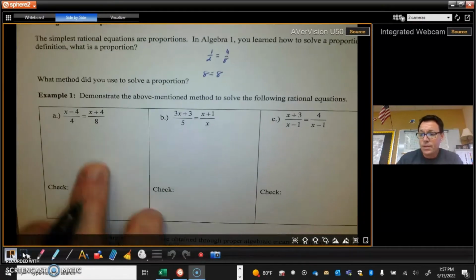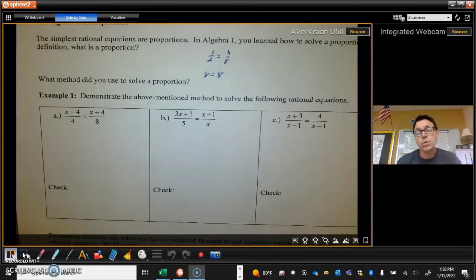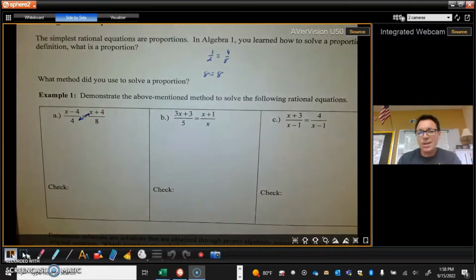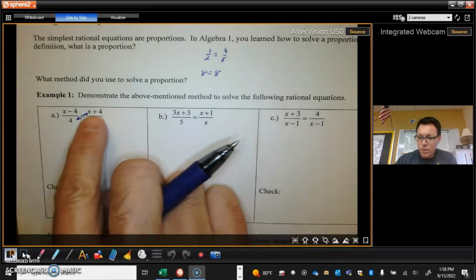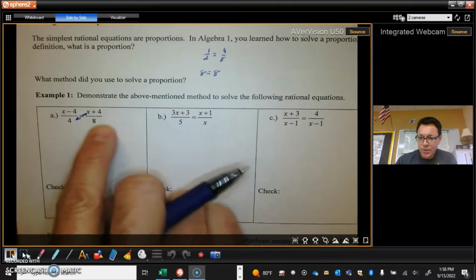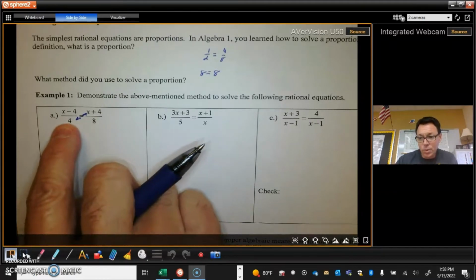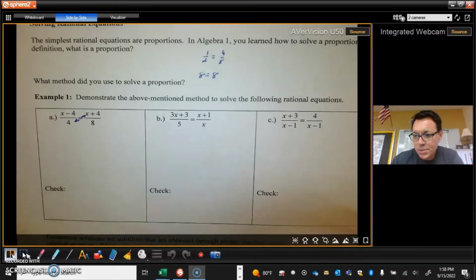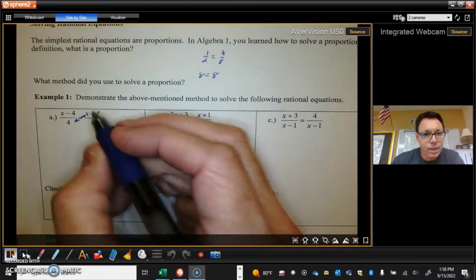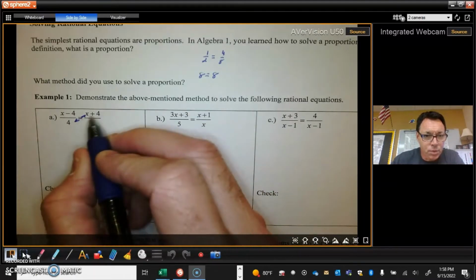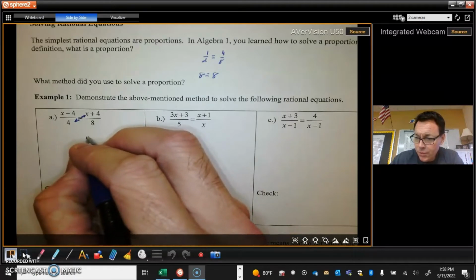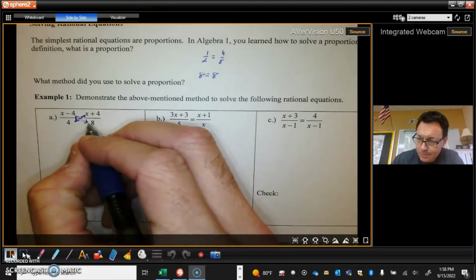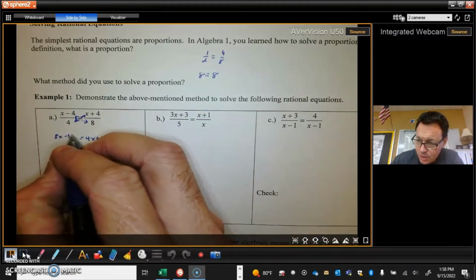Okay, so if I'm given a problem like this, I want to cross multiply. It doesn't matter which way. If you're looking at the x plus 4 times the 4, you can write your answer here, or if you want to distribute the 4 into this expression so you feel that it's on the right side, it doesn't matter. Just be consistent so you don't confuse yourself. Okay, but 4 times x plus 4, I'm going to put it over here, is 4x plus 16. When I multiply this direction, I'm going to get 8x minus 32.